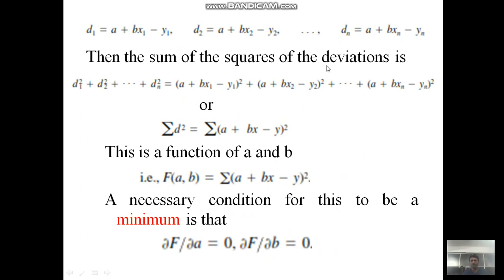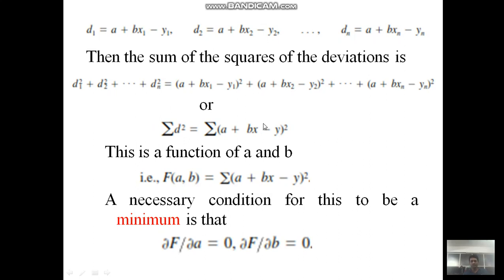So the sum of the squares of all the deviations is d1 square plus d2 square and so on up to dn square. Here d1 square is (a plus bx1 minus y1) square, d2 square is (a plus bx2 minus y2) square, and so on, dn square is (a plus bxn minus yn) square. In summation form, the left hand side is the sum of d square and the right hand side is the sum of (a plus bx minus y) whole square. As per your convenience, you can write the sum running from 1 to n, or simply write the summation as you wish.